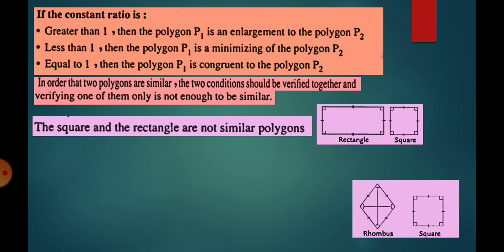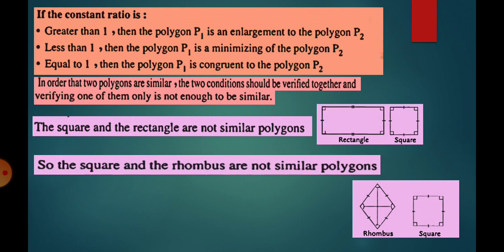What about the square and the rhombus? All sides are equal in the square and all sides are equal in the rhombus, so the corresponding sides are proportional. For example, if each side of the square equals 5 centimeters, and each side of the rhombus equals 5 centimeters, the ratio between corresponding sides is 5 to 5 each time. Here the corresponding sides are proportional, but the angles are not equal. So the square and the rhombus are not similar polygons. For two polygons to be similar, both conditions must be satisfied.